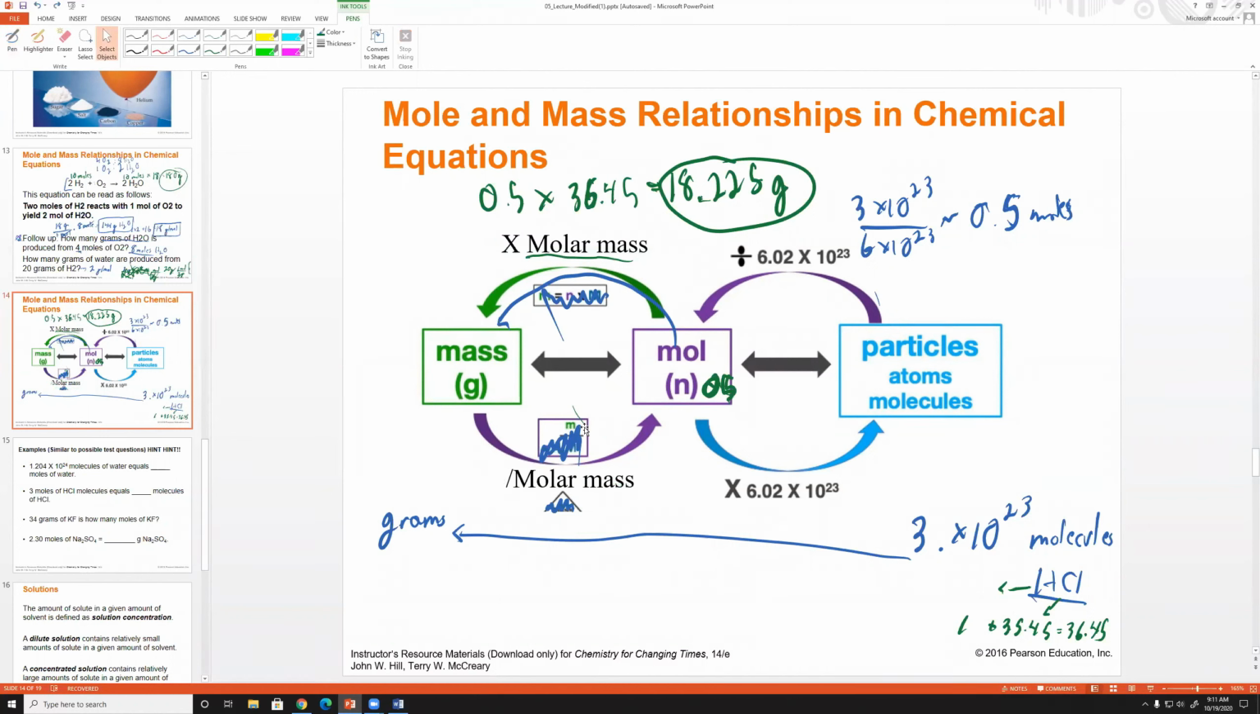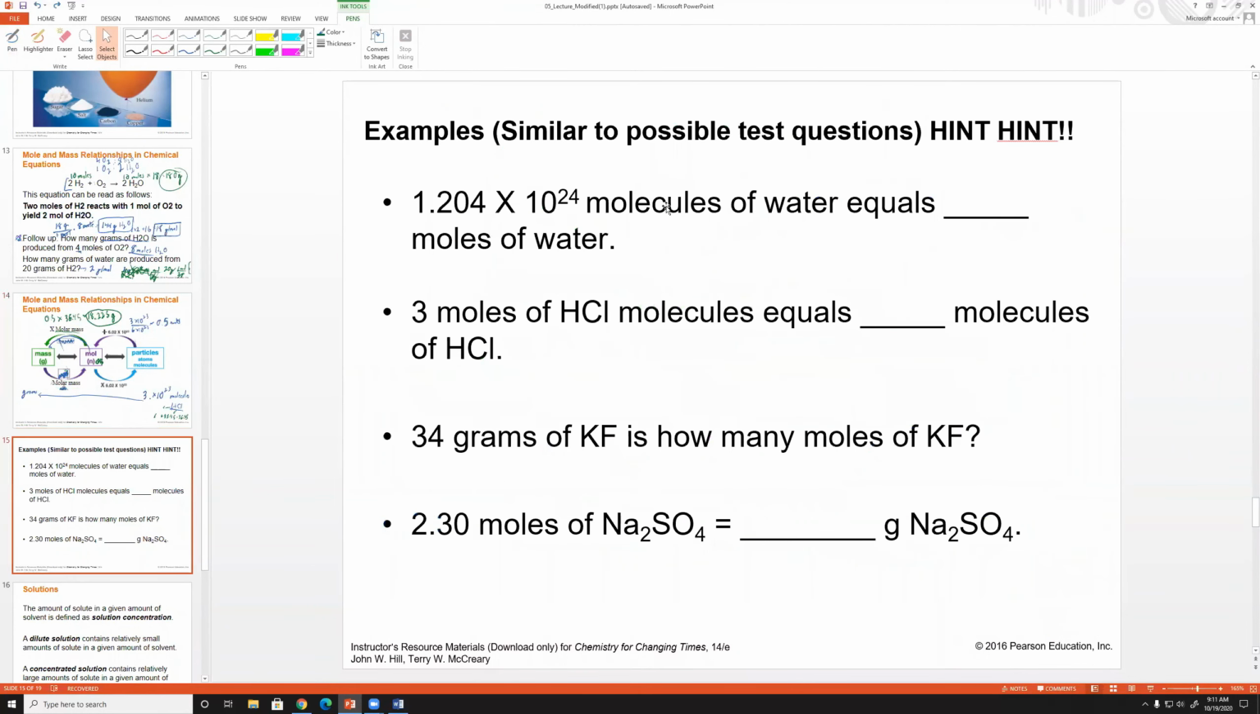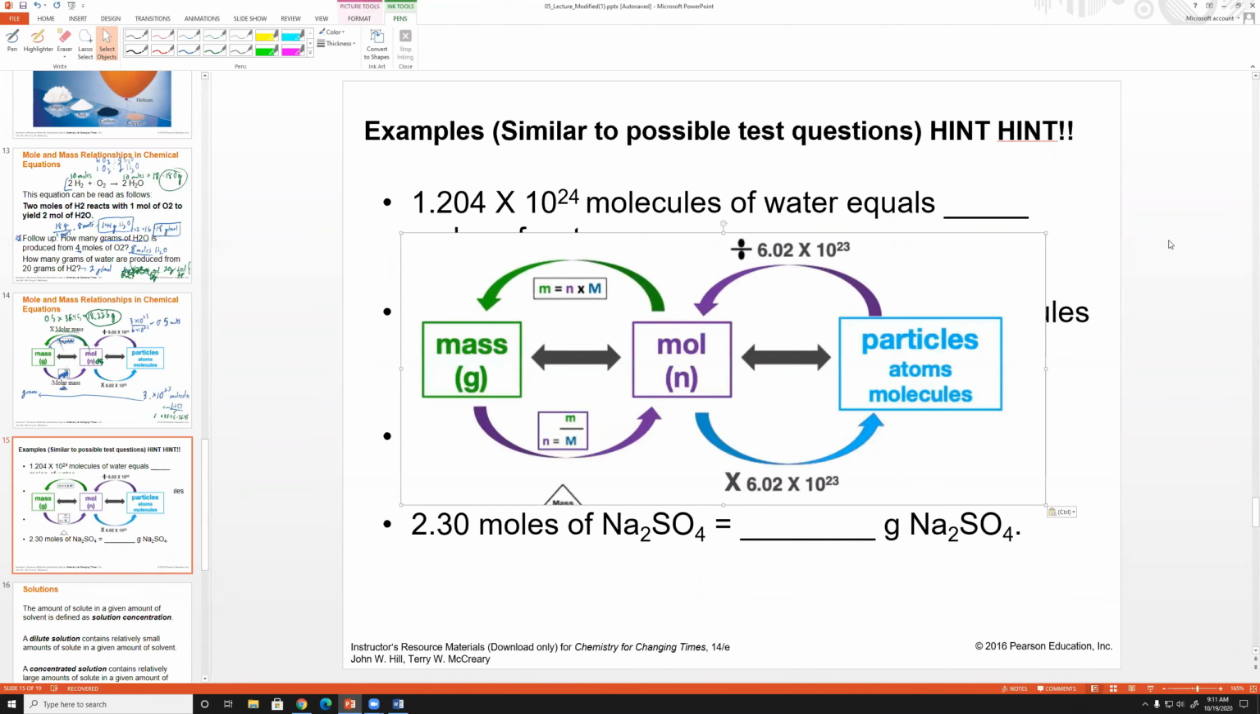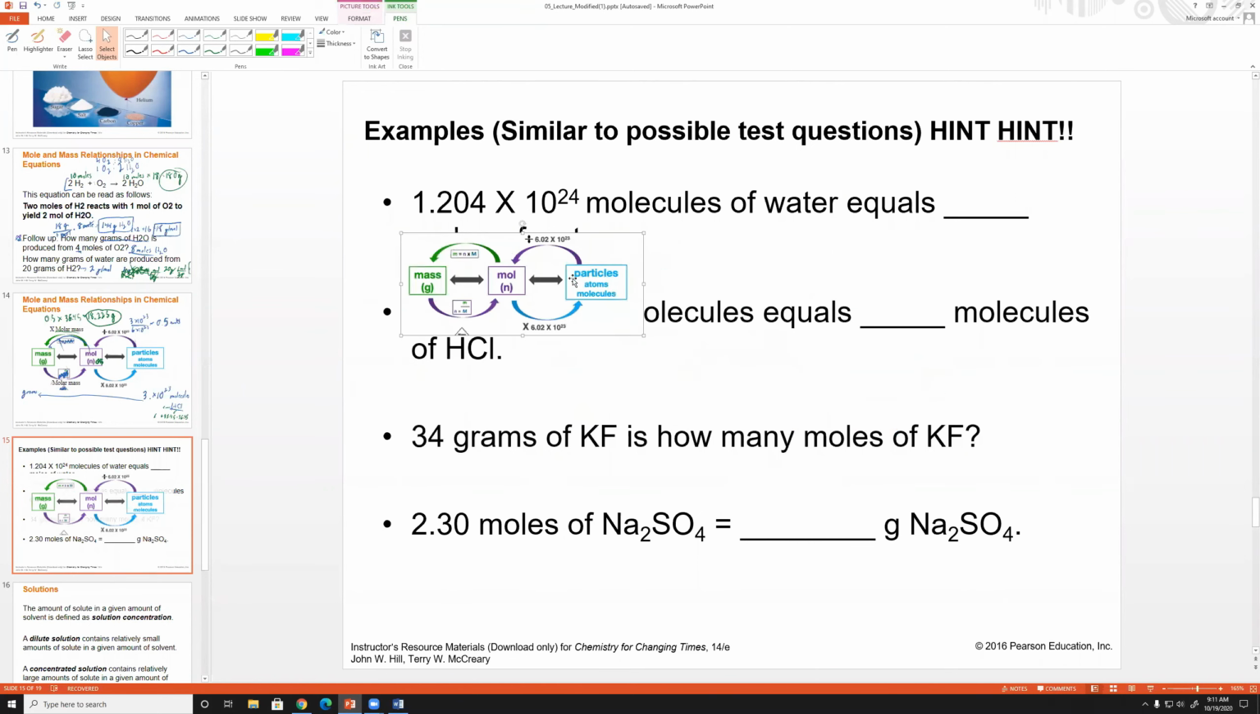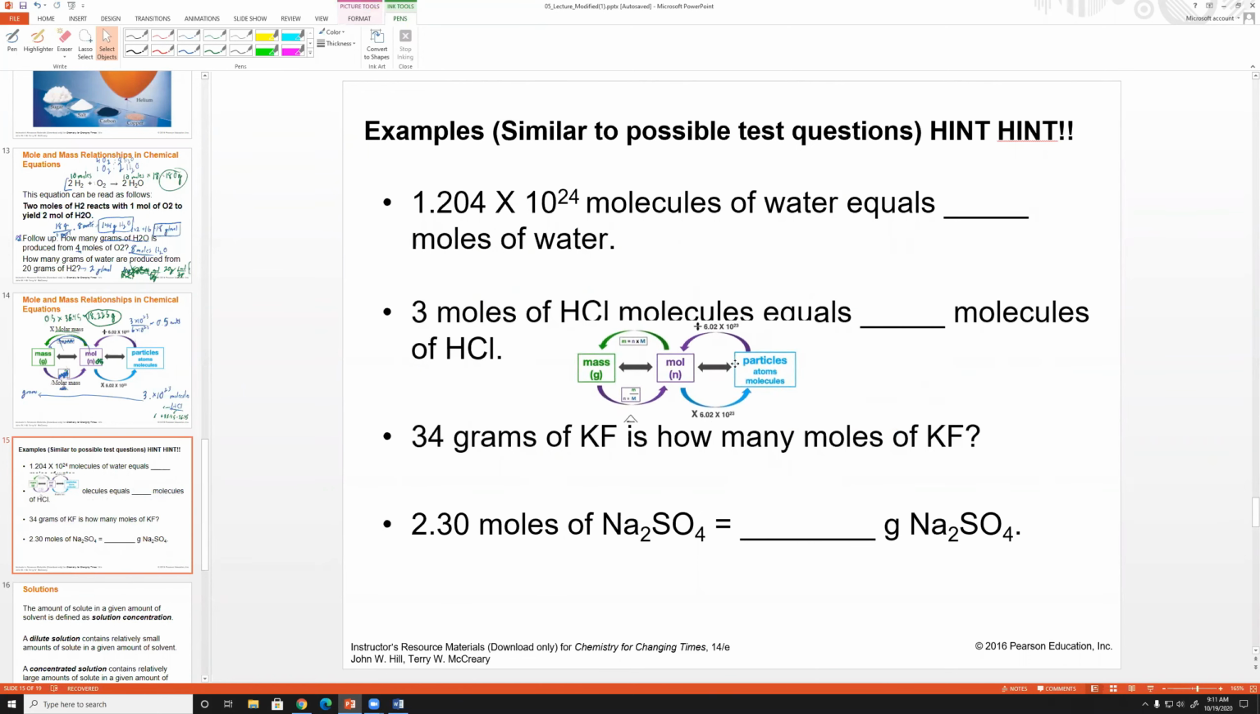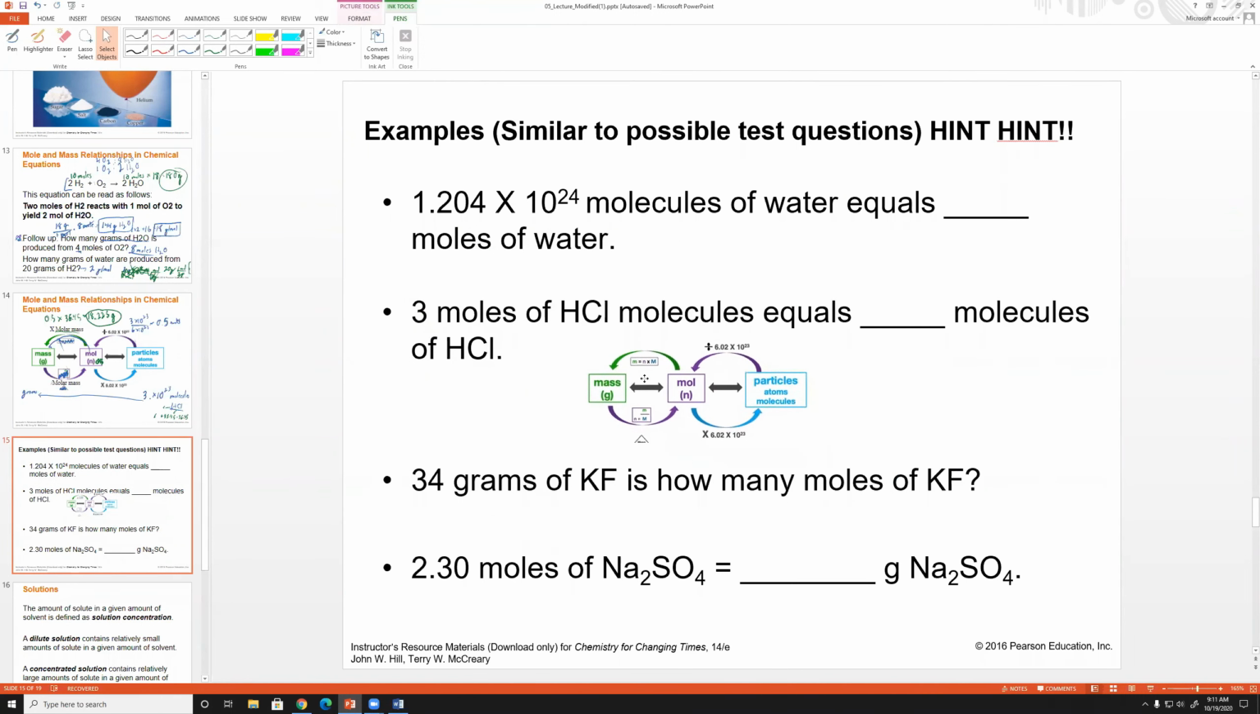So using this chart, you should be able to figure out certain things. Now I'm going to give you guys some practice, and hint, these are similar to possible test questions. So here's what I'm going to do. I'll give you like five or 6 minutes to do these. I'll leave this up here. You can do them in your notebook or whatever scrap paper you have.